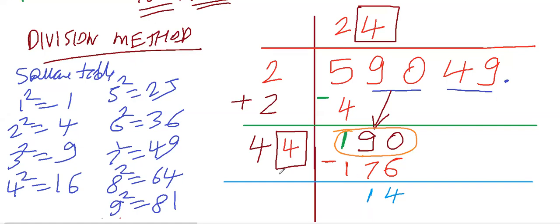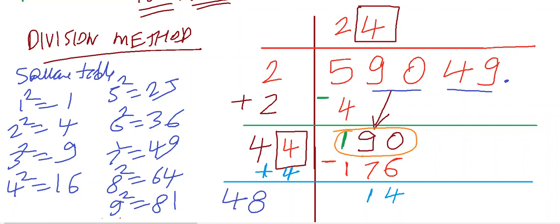Next step is what? Next step is add 4. You will add only the unit place. You will not add both. So when you are adding this, what will you get? You will get answer as 48. This 4 plus 4 is 8, and this 4 will come as it is.